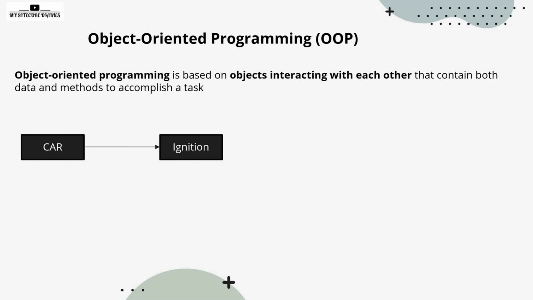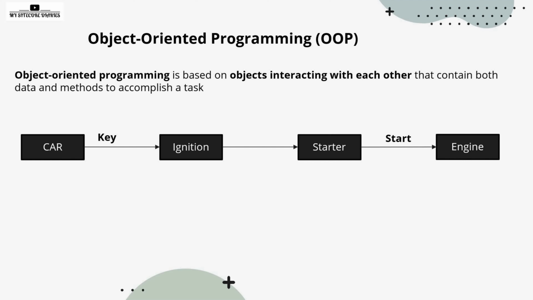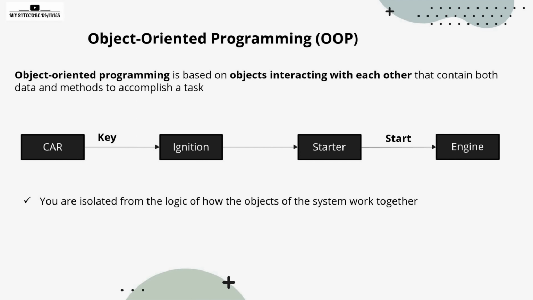You have a car and then you put a key into the car to start the engine, but it doesn't directly start it. What happens is first the ignition object will get called, which will pass the message to the starter, and then the starter will pass the message to the engine to start. So here there are multiple objects. What is happening behind the scenes is that you are isolated from the logic of how the objects of the system work together. How these objects are working, you are not aware.